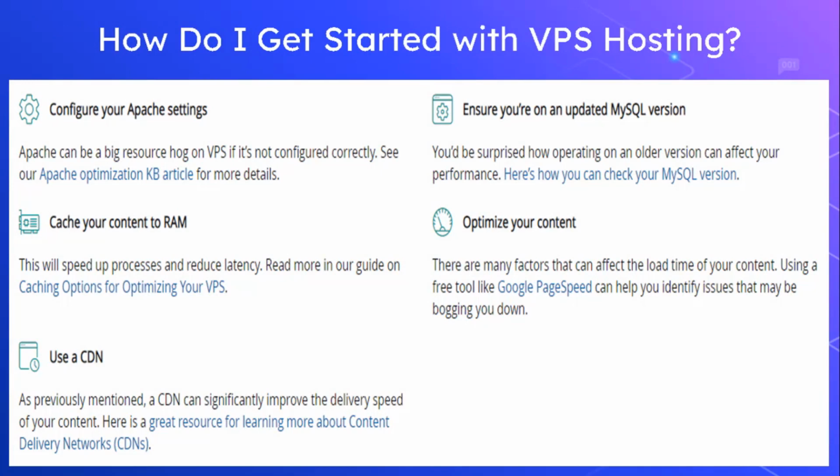Configure your Apache settings. Apache can be a big resource hog on VPS if it's not configured correctly. See our Apache optimization article for more detail. Cache your content to RAM. This will speed up processing and reduce latency. Read more in our guide on caching options for optimizing your VPS.